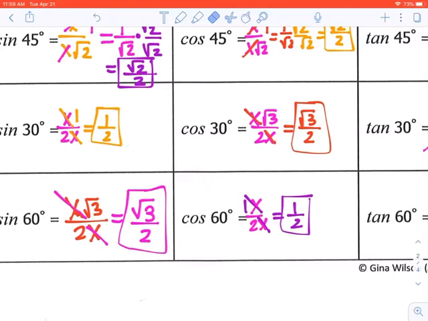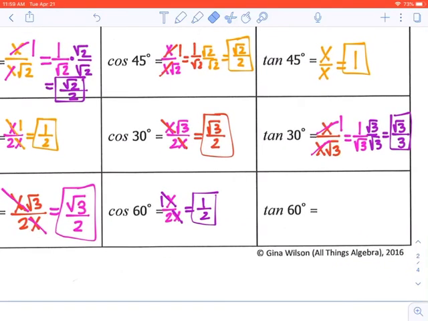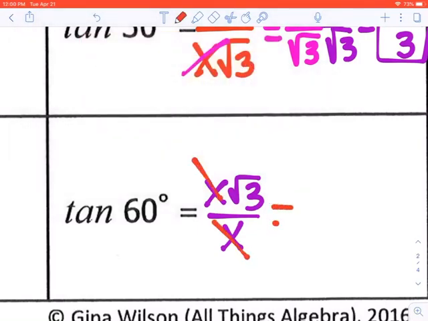Always happens. And then finally, the tangent of 60. Tangent of 60 is the opposite over the adjacent. The opposite side was going to be x rad 3. The adjacent side was going to be x. So we can cancel those, and all we're left with is rad 3.